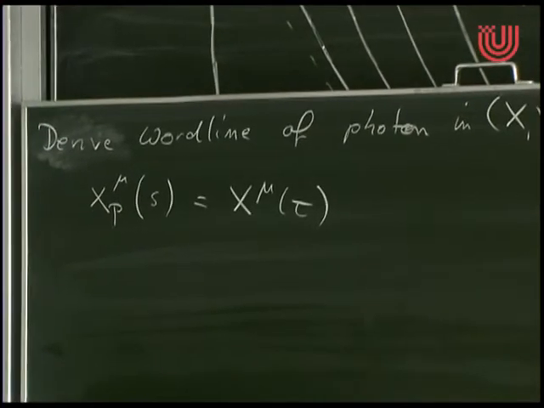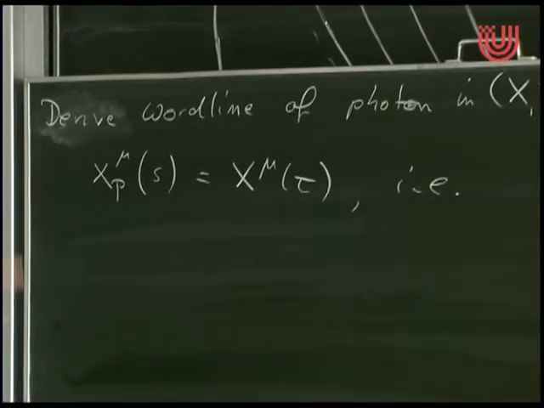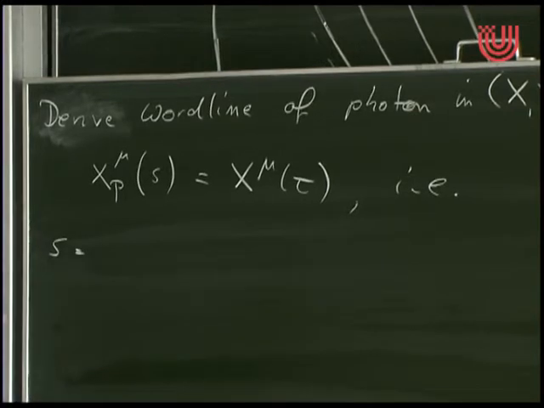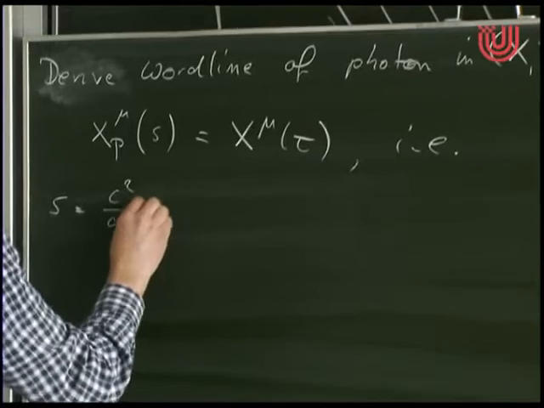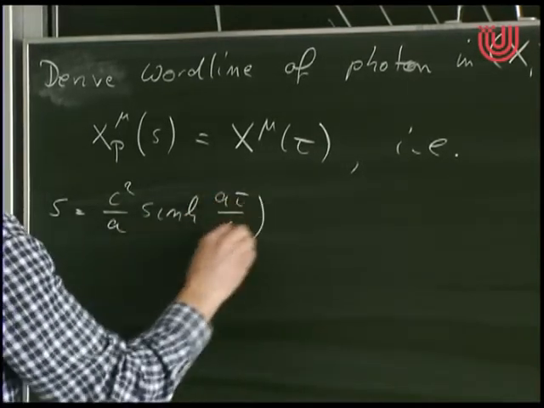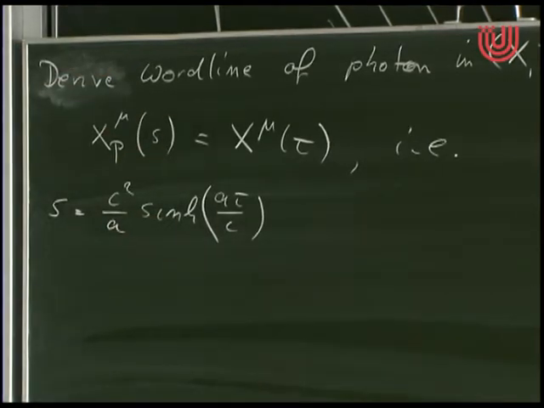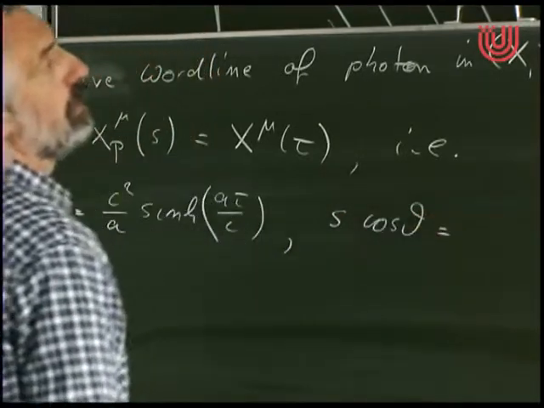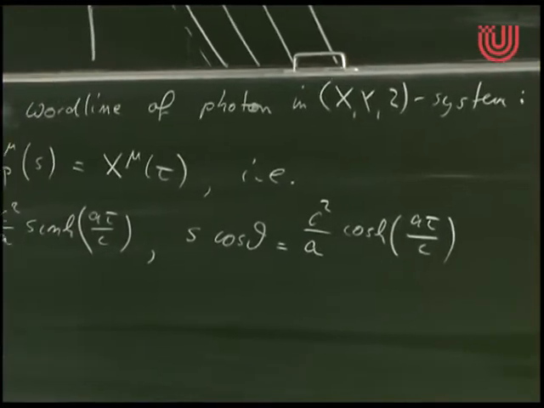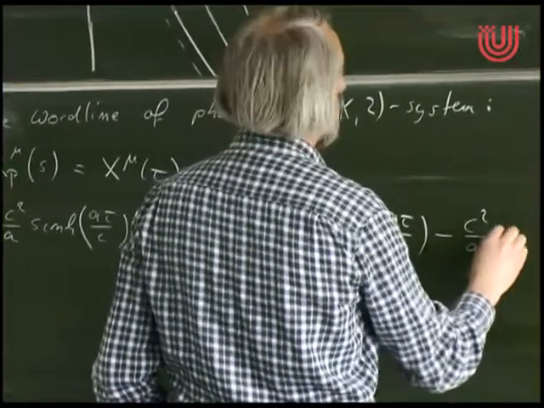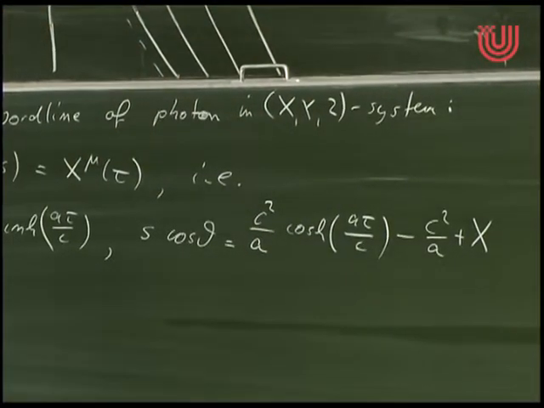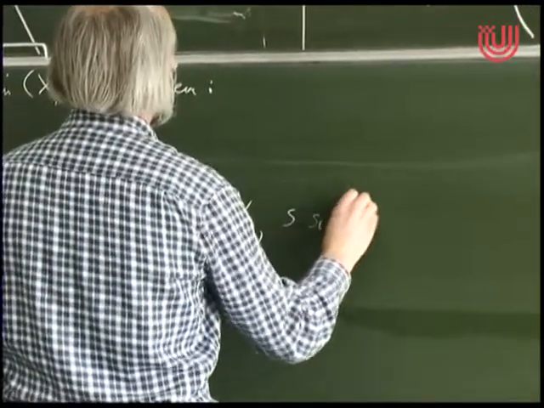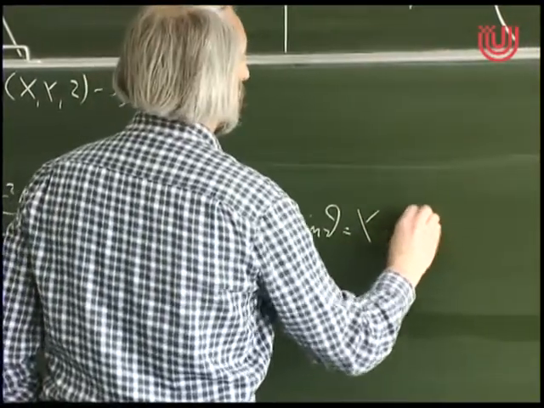So this gives the following. The zero component: s is c²/a sinh(aτ/c). I just compare the x⁰ components of the two things. Then I compare the x¹ components. This is s cos θ. This is c²/a cosh(aτ/c) minus c²/a plus X. And the other ones are easy. I have s sin θ is just Y, and 0 is Z.